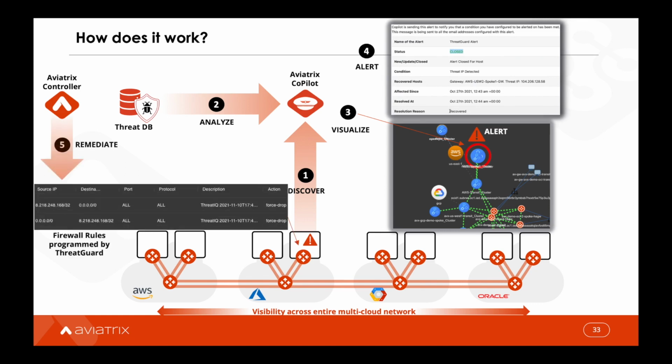Now, having this knowledge is one thing, acting upon it is another. Remediation is handled by Threat Guard. Copilot informs the Aviatrix controller to push stateful firewall policies to all the Aviatrix gateways in the data path. Firewall policies automatically get updated with the current status of the threat.